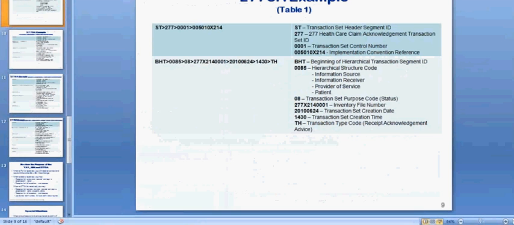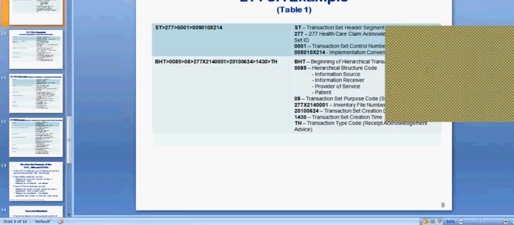Okay, so now I would ask questions if you have missed anything. And I'm looking at the chat here. What is 2000A, B, and 2300? So these are the loop numbers, like the 2000A is for your subscriber information, and then 2300 is for your claim information. So these loop information is in the TR3 document.